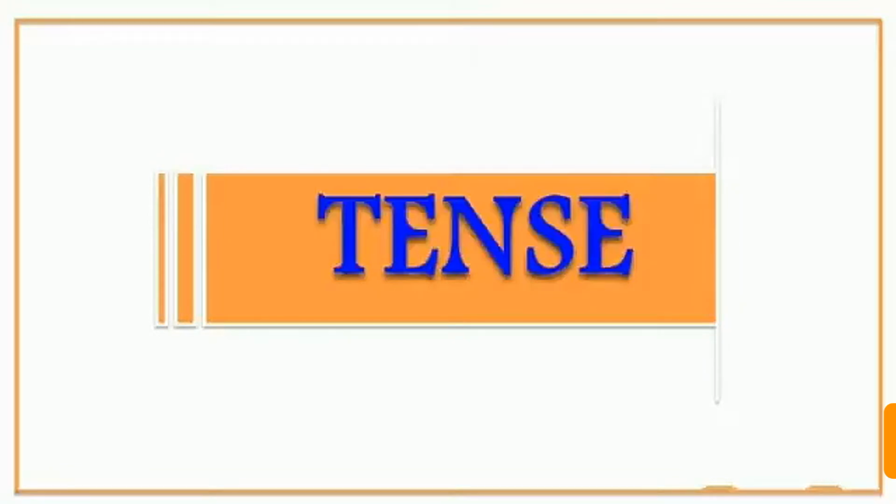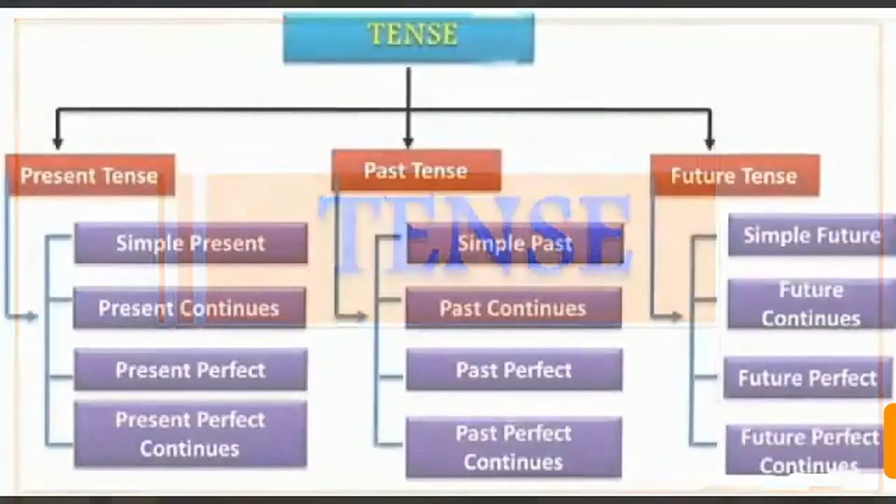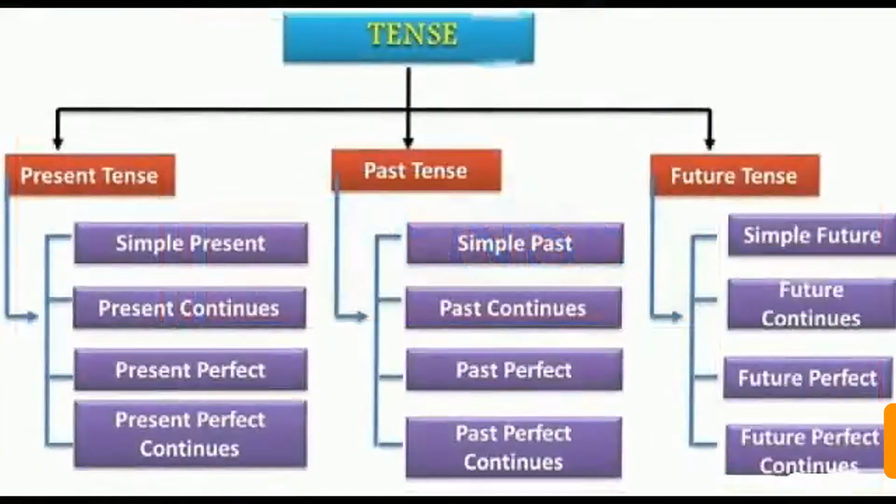Today we are going to discuss a very important topic of English grammar, that is tenses. You all are quite familiar with it and you have been studying it from the primary classes. So let us first of all see the chart of tenses. As we all know, there are three types of tenses. First is present tense, then past tense, and then future tense.